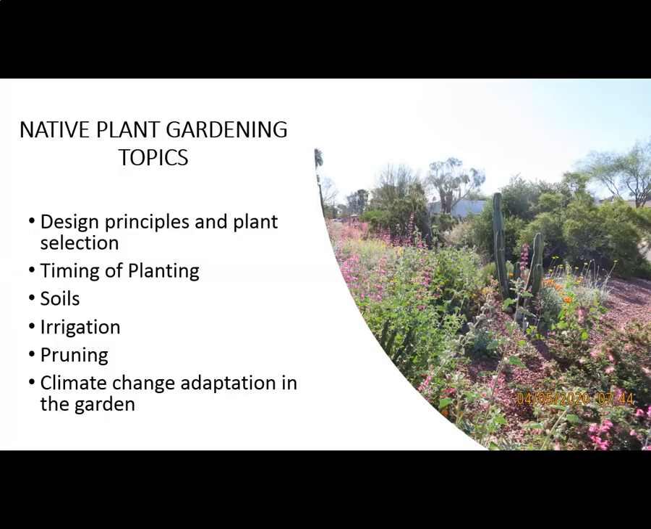The topics we'll cover in this workshop are looking at some design principles and plant selection for a native garden in the low desert. We'll look at timing of planting, soils, irrigation, and pruning, so important maintenance aspects of the garden. And we'll talk also about some ideas about thinking about climate change adaptation in our region.